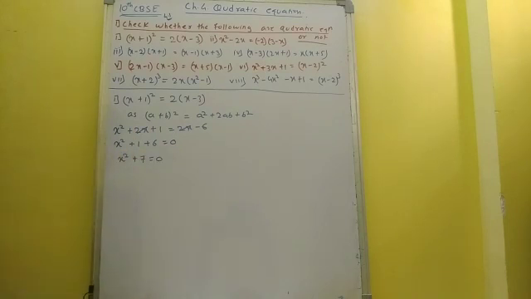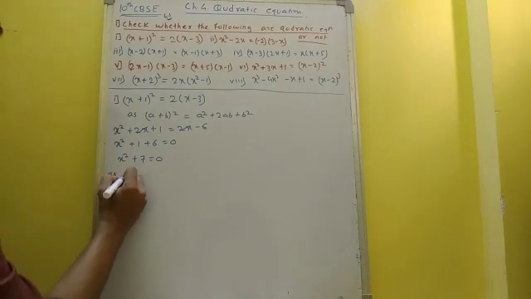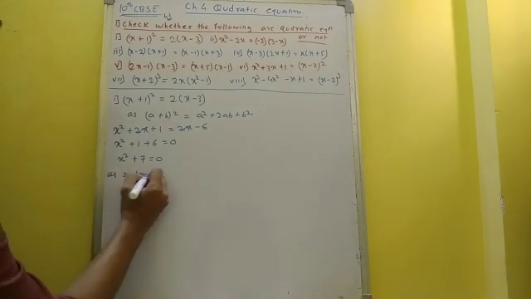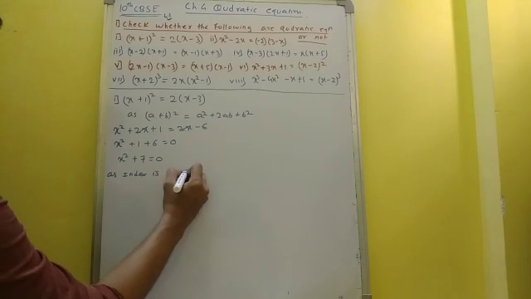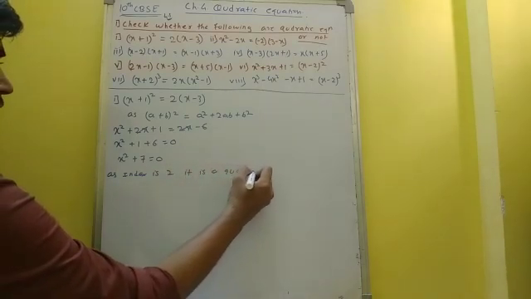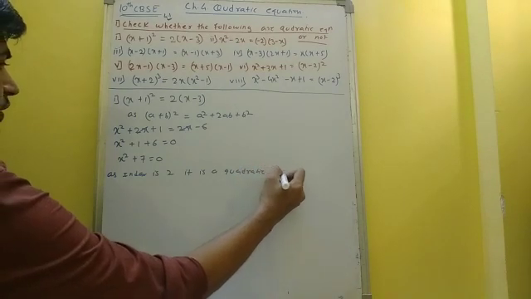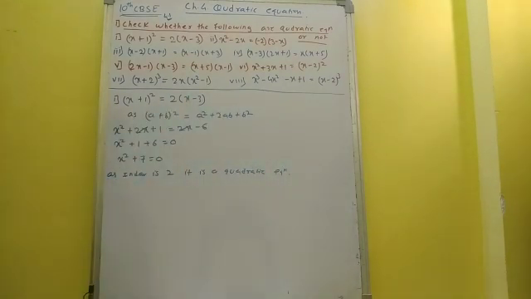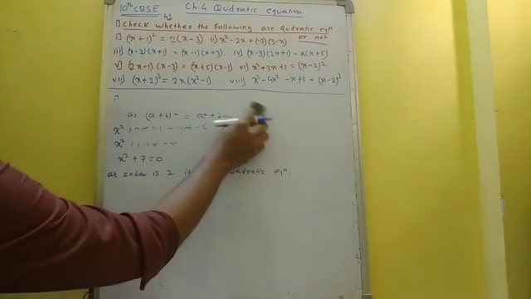Do we have index as 2? Therefore, as the index is 2, it is a quadratic equation. So this was the first one. I'll erase this part. You can take a screenshot and move further.